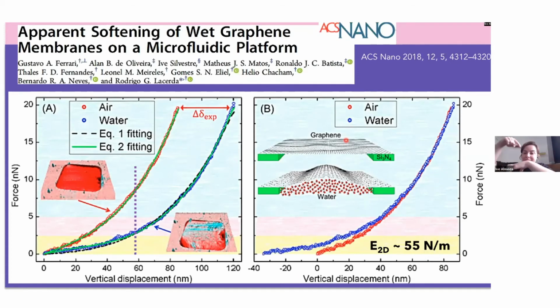So when the tip comes to indent graphene, it first deflates the membrane. And just after this, the tip starts really pushing graphene down. So this mimics a softened material, but it is an apparent softening in the presence of water.